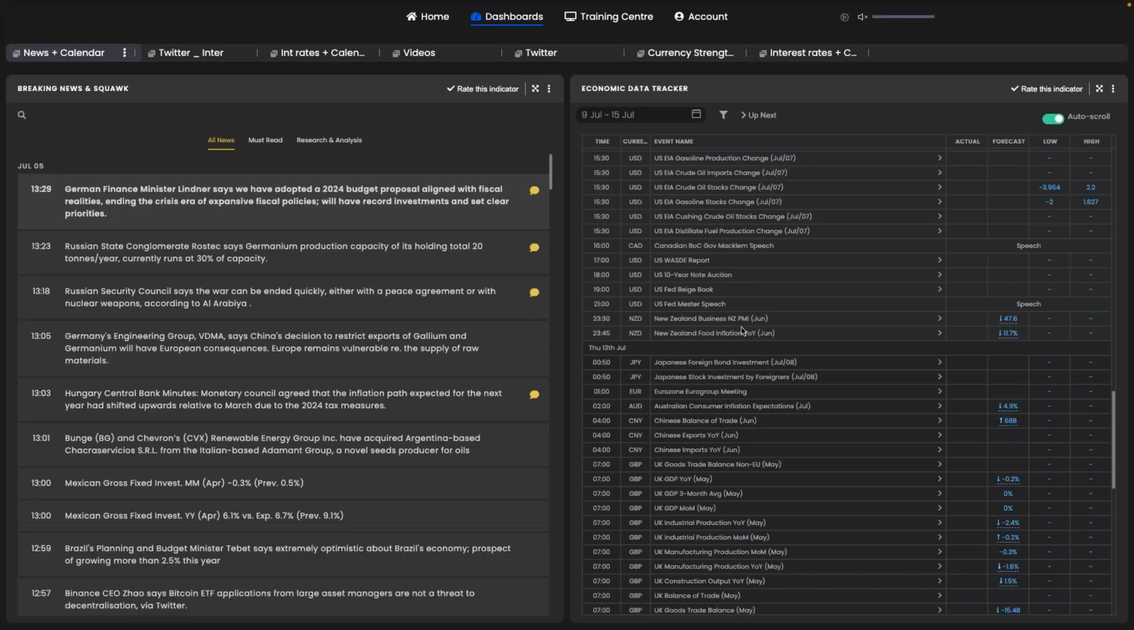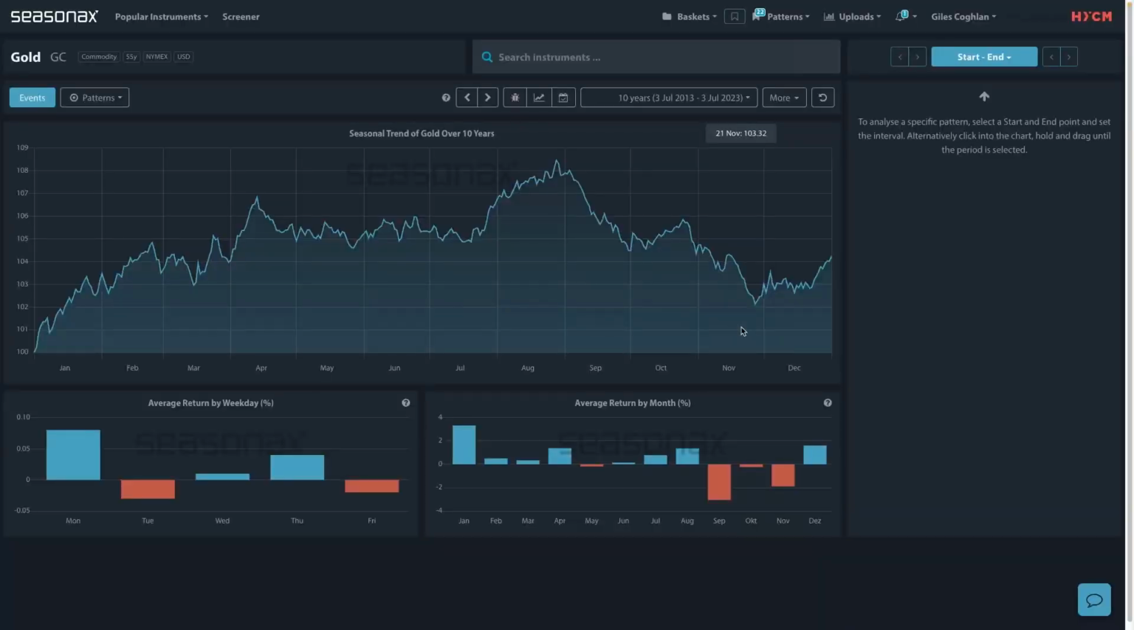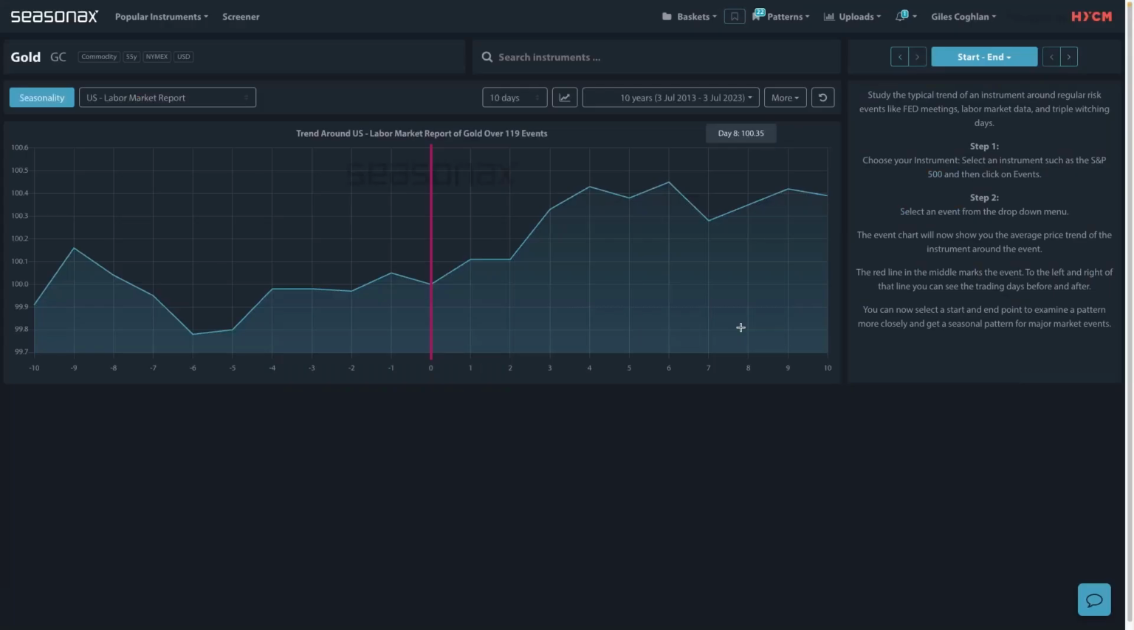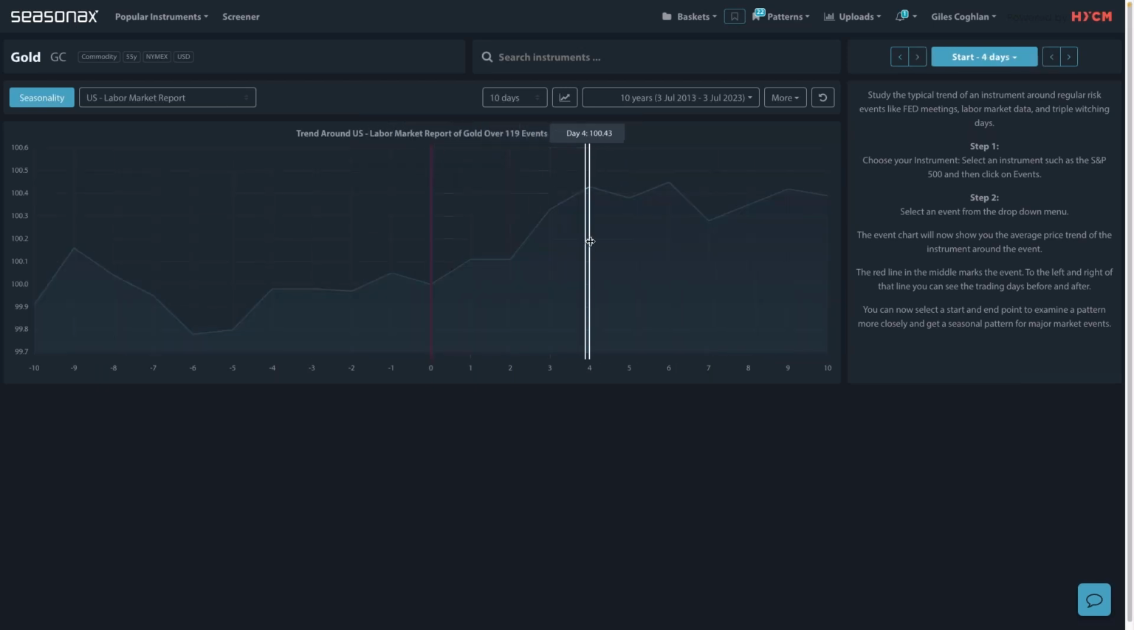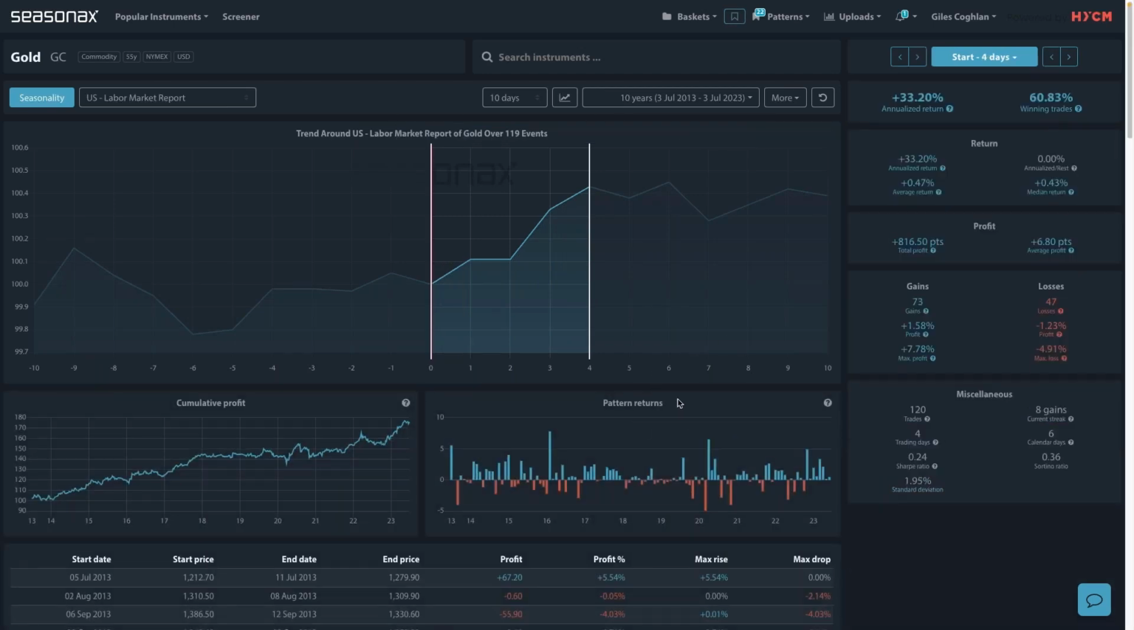Okay. Now, there is something else to add to this. You can see, look, when you have the US labor report over the last 10 years, gold tends to gain out of the report. So there's a seasonal bias for gold to gain out of the report. And over the last 10 years, in the 4 days after the report, 60% of the time gold's been higher for an average return of 0.47%. So gold has a bias to gain out of the US labor market report.